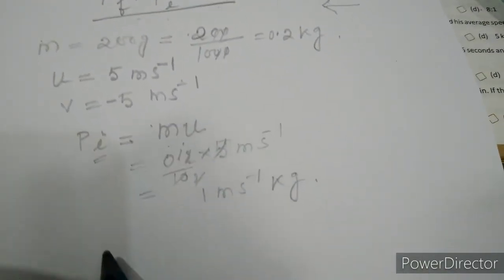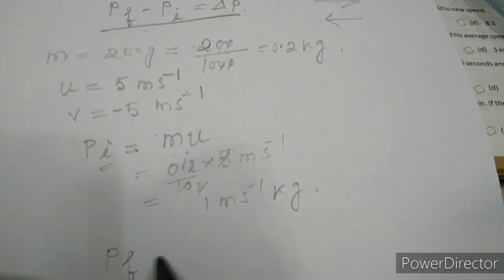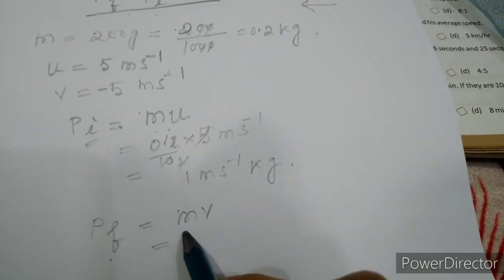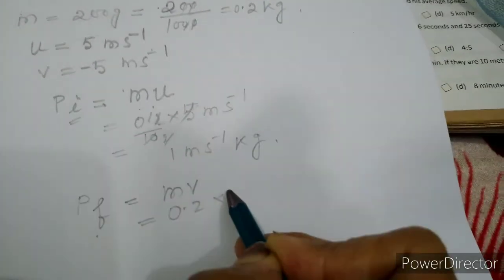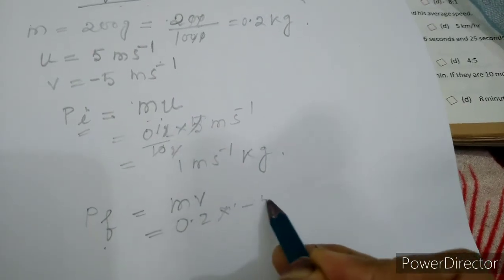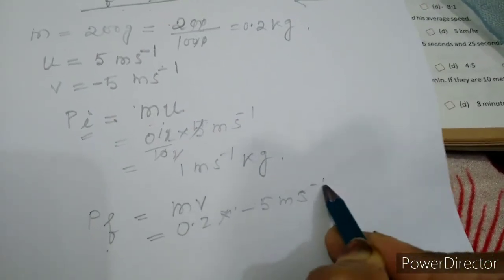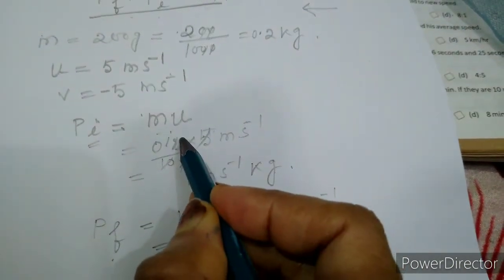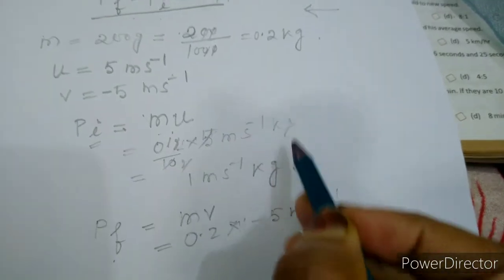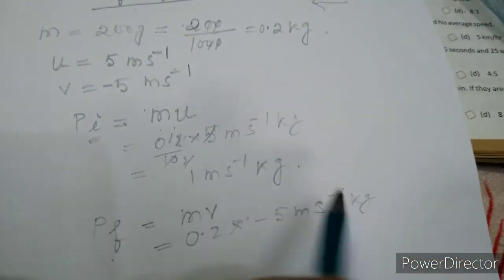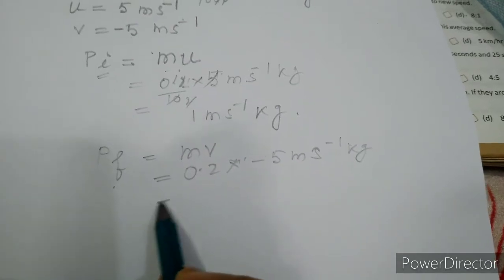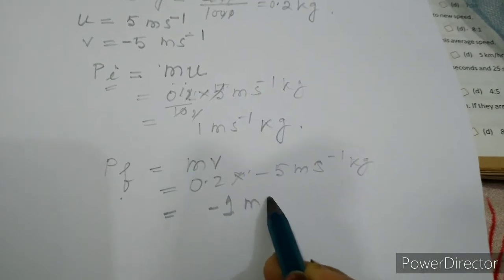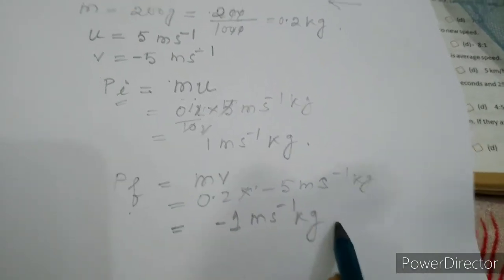Okay, in the same way pf, that is the final momentum, is equal to mv. So m is how much? Again 0.2 into v, and v is minus 5 meter per second, and this is kg. Here also you have to write down kg. Acha. Now its multiplication will come to minus 1 kg meter per second.